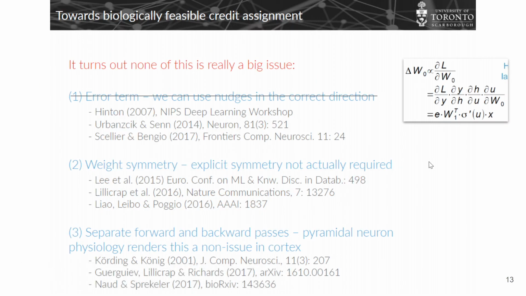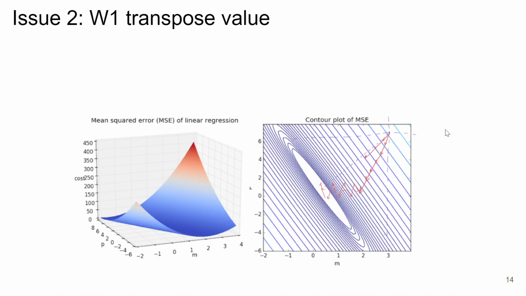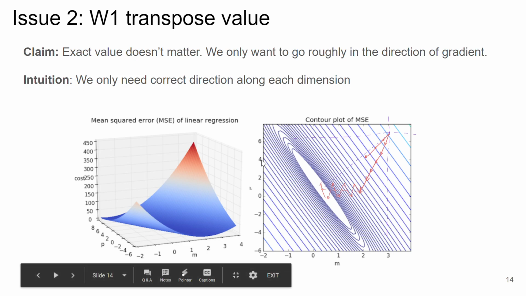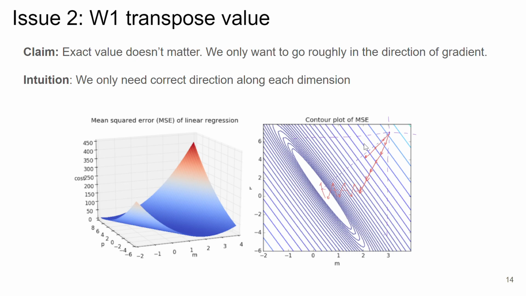So problem number two, weight symmetry, not having access to the W1 transpose. The claim here is that the exact value doesn't matter. We only have to go roughly in the direction of the gradient. Let's take a very specific example. This is the contour plot of a loss function. Let's say this is W1 and this is W2. If you go perfectly in the direction of the gradient, you would end up at the optimum. And that is case one. Another case is where you're not going in the direction of the gradient, but you have the right direction in both the dimensions. Then you still eventually end up at the optimum. So we only need the correct direction along each dimension.